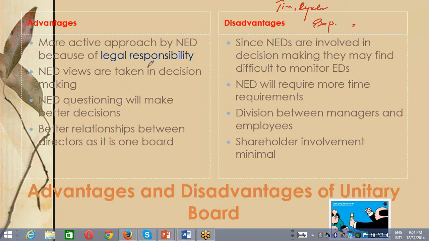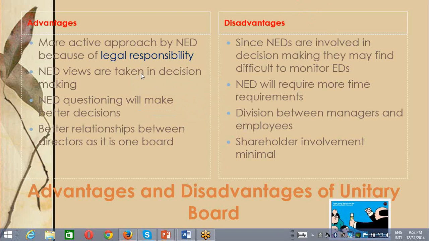And so one of the disadvantages is having these NEDs in the board. They probably will need more time to give it. And there can be division between managers and employees, right? Because the managers and employees might find that, they are the people who are taking decisions. Why should we worry about it? Generally that is the feeling.